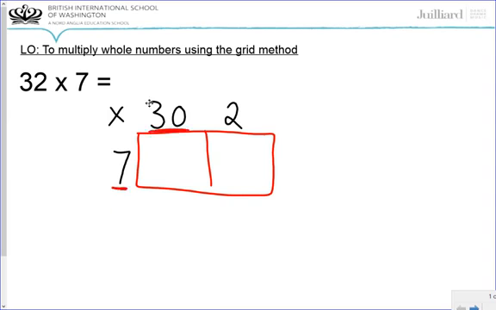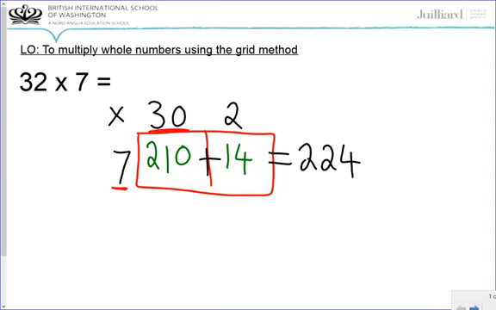So 7 times 3 would be 21, but it's not 7 times 3, it's 7 times 30, so it's 10 times bigger. So it would be 210. 7 multiplied by 2 is 14. I now just need to add these together to get my answer. 210 add 14 would be 224.